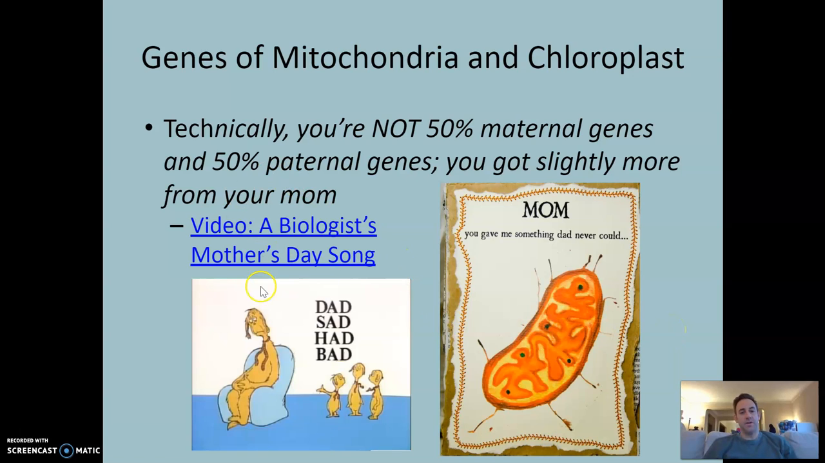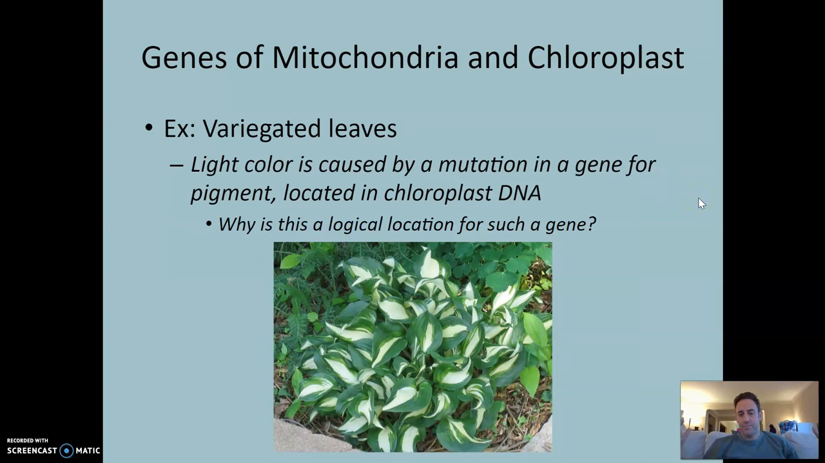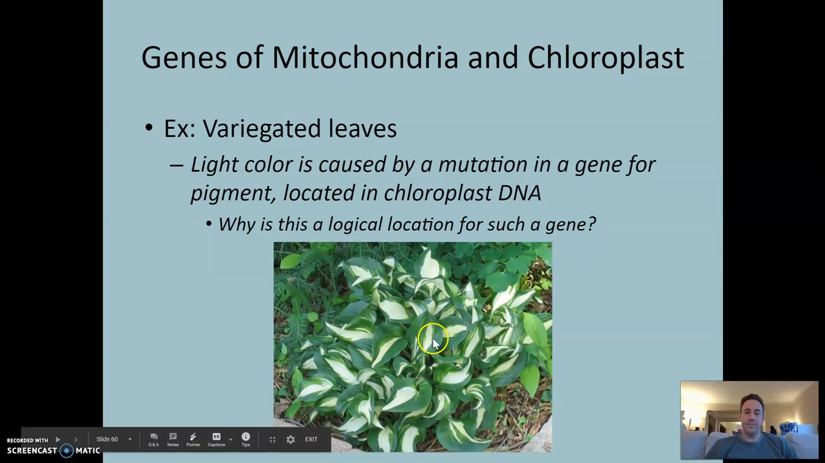And then, here's kind of an interesting for funsy kind of thing on Mother's Day. Mitochondria and chloroplasts pass through their mother. One example of this that you probably are familiar with is variegated leaves. This is called a hosta plant, and I'm guessing that if you don't have hostas in your yard, you've probably seen them in other people's yards.